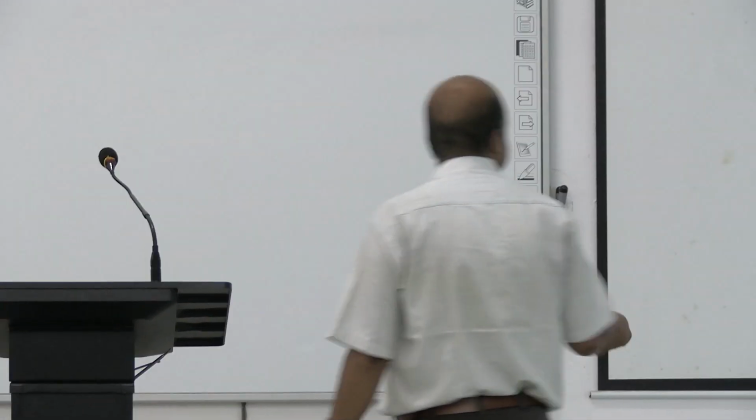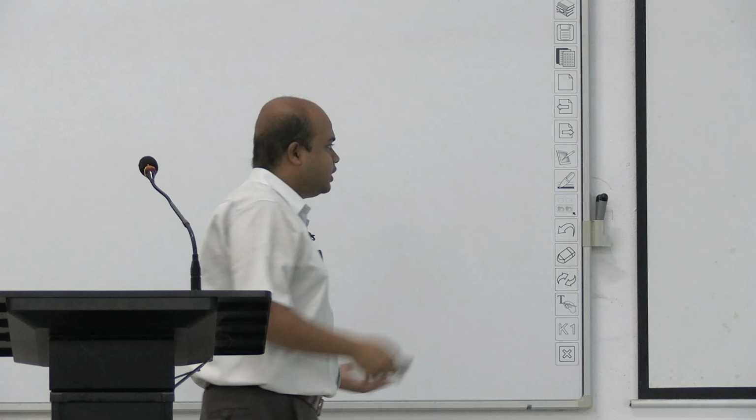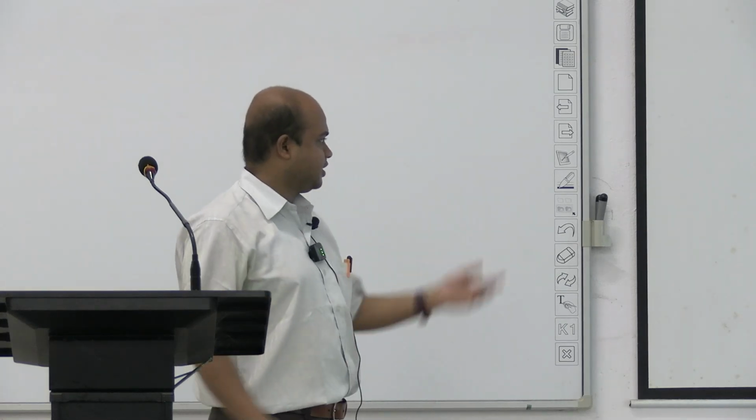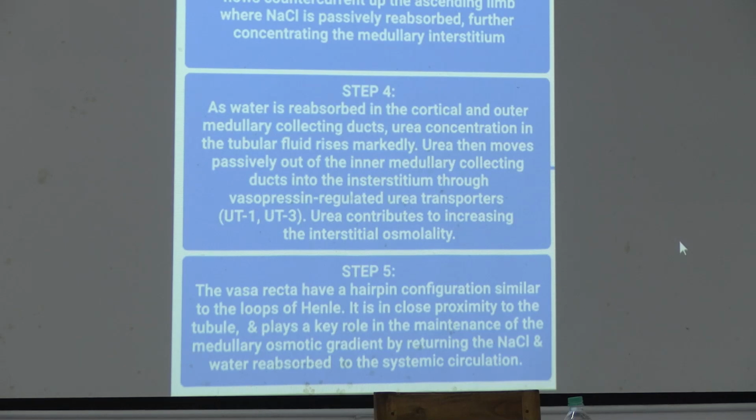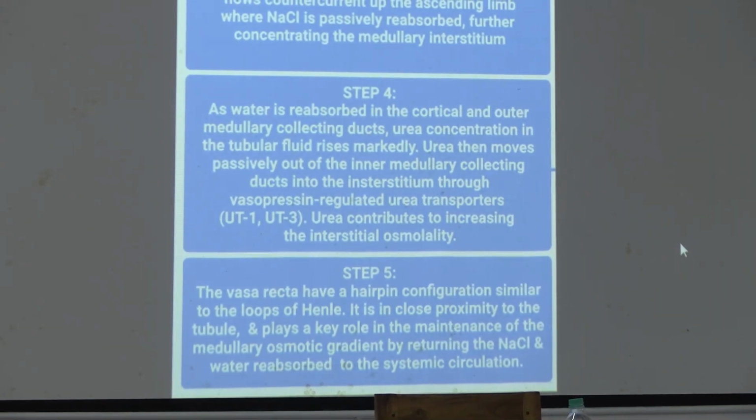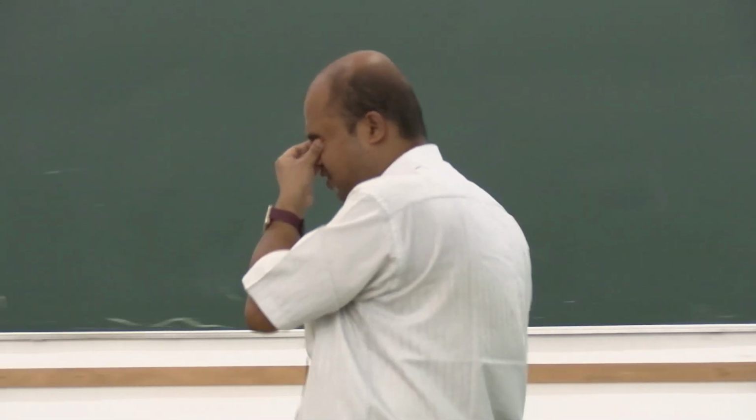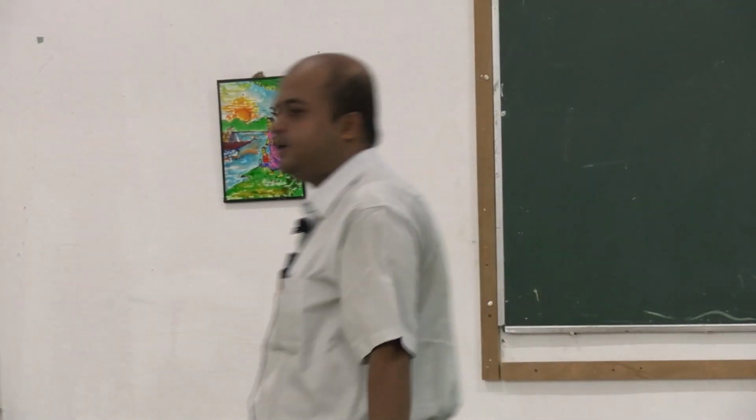Don't write this. You write plays a key role. These are non-specific things to write, but the hairpin configuration, like a U shape, this you write. The U shape is the same as the loop of Henle as it is in the tubule. That is the loop of Henle.